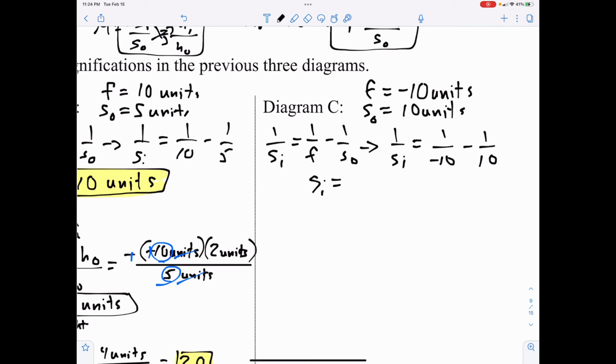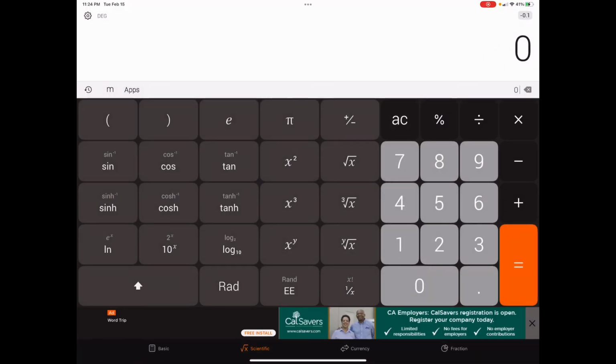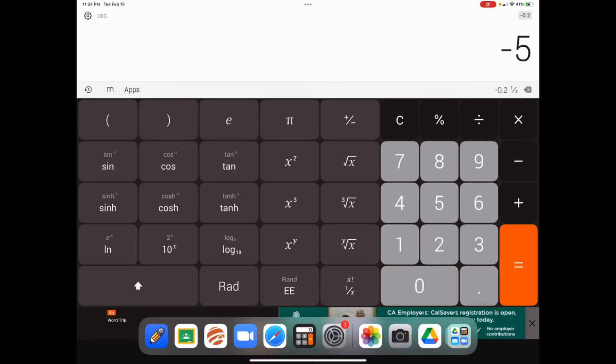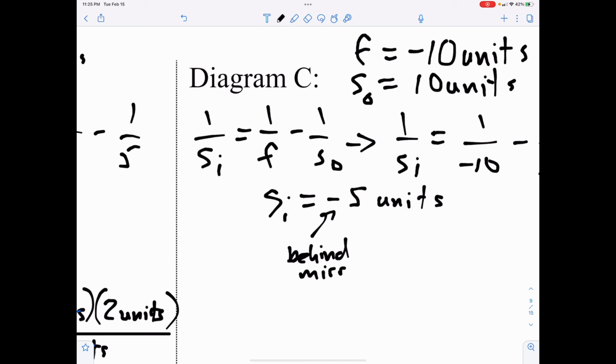SI, let's see. We're going to go, so 10 negative inverse minus 10 inverse equals, and then we have to inverse that final answer, and we get a value of -5, which seems to kind of fit because it was supposed to be around 5 units behind the mirror. So that means negative again means behind the mirror. Okay, that many units behind the mirror.